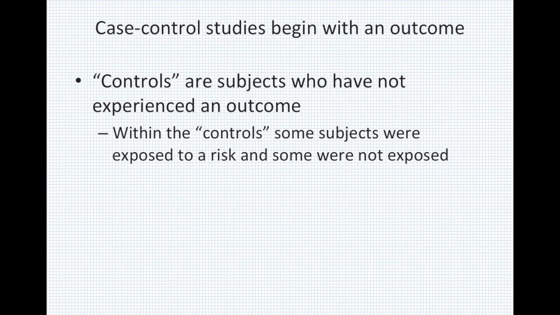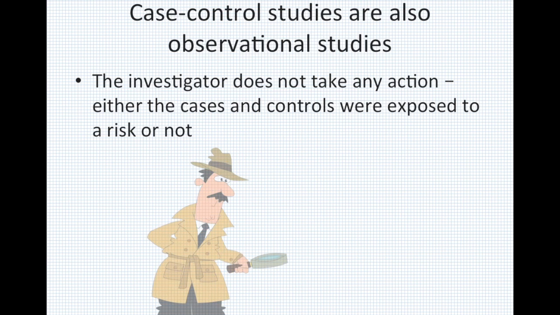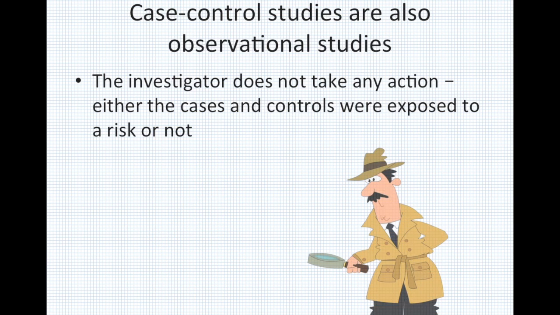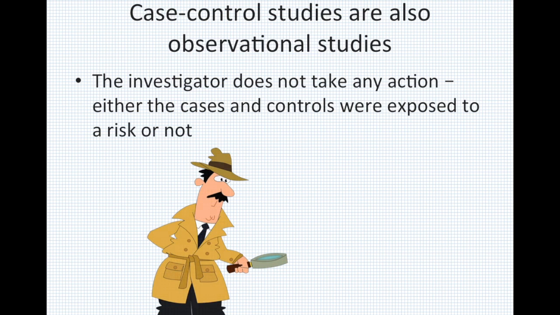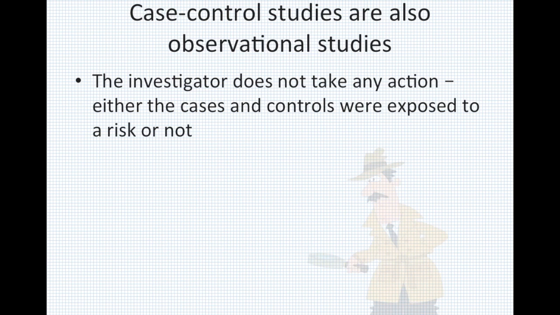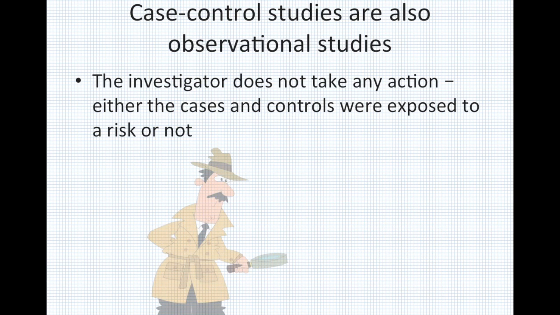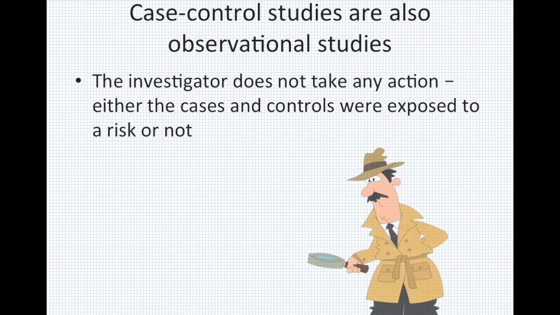Controls are subjects who have not experienced an outcome, and ideally within that control group, some subjects were exposed to a risk and some were not exposed. Case control studies are also observational studies, just like cohort studies. This means that the investigator does not take any action or enact any intervention. Either the cases and controls were exposed to a risk or they were not. The investigator has nothing to do with that.